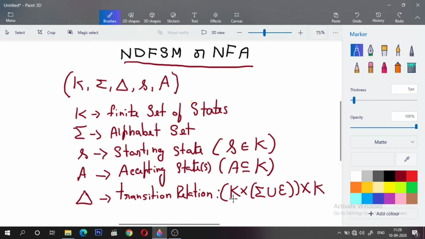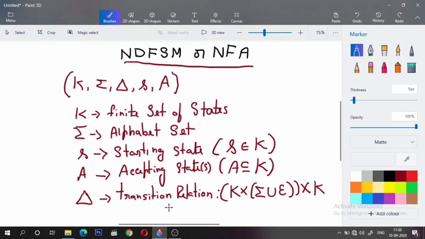So what does this say? This says being in one of the states among K, if you encounter a symbol in the alphabet set, or, and this is the main difference, if you encounter epsilon, the null string of length 0, then there is a provision to make a transition to another state. Of course, we'll see the differences in detail in the next slide. So this is the main difference between NDFSM and DFSM.